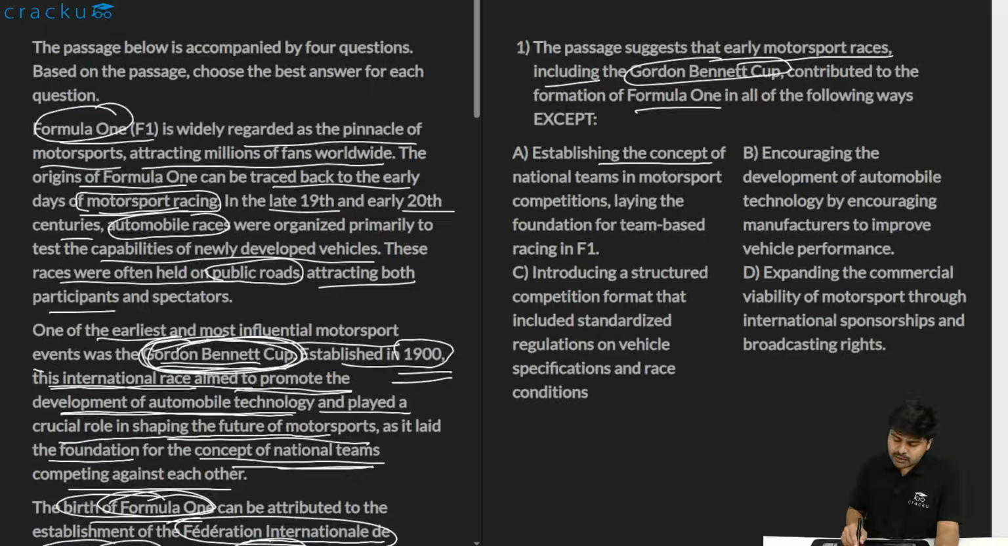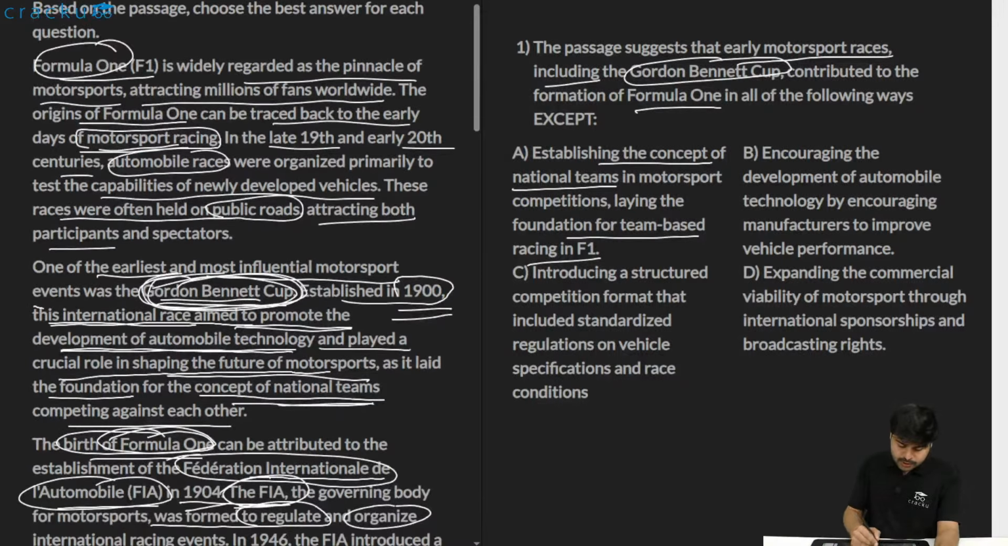Option A says establishing the concept of national teams in motorsport competitions, laying the foundation for team-based racing in F1. This is true. Gordon Bennett Cup did introduce the concept of national teams, and this is one of the foundations it laid for F1. So this is not the correct answer. B says encouraging the development of automobile technology by encouraging manufacturers to improve vehicle performance. We can say that this is true because one of the main motivations behind motorsports was testing new vehicles, right? As we discussed in the first paragraph. So this also cannot be the answer.